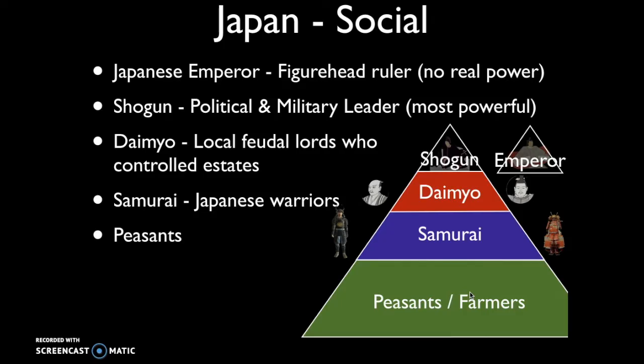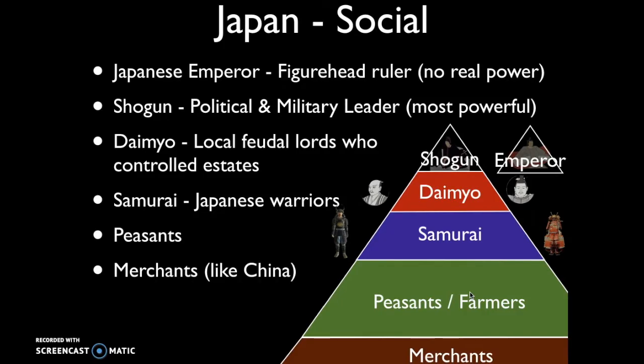Now, at the very bottom of society, we have merchants, because remember, Japan is oftentimes following the model of China. They were heavily influenced by Confucian values, and remember, Confucius does not like merchants, and therefore China placed merchants at the very bottom, and so too does Japan.